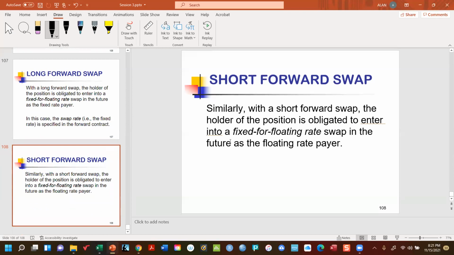The short forward swap means that you're going to be the floating rate payer, fixed rate receiver, but you're still locking in that fixed rate of interest. All right, so there are many others. This is just scratching the surface.